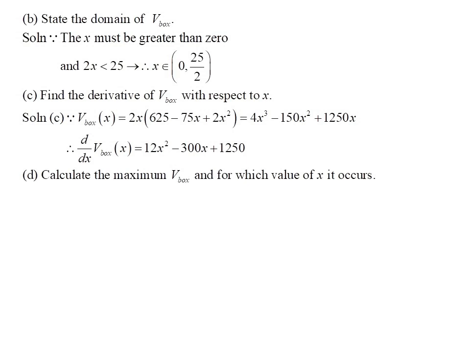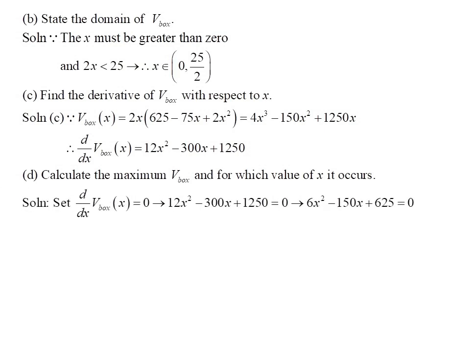Part D is to calculate the maximum value of VBox and for which value of x it occurs. Since the derivative of VBox has just been worked out, the stationary point can be found by setting the derivative of VBox to 0. Hence, we have the quadratic equation 6x squared minus 150x plus 625 equals 0. The root or roots of this quadratic are the stationary points of VBox where its maximum value occurs.